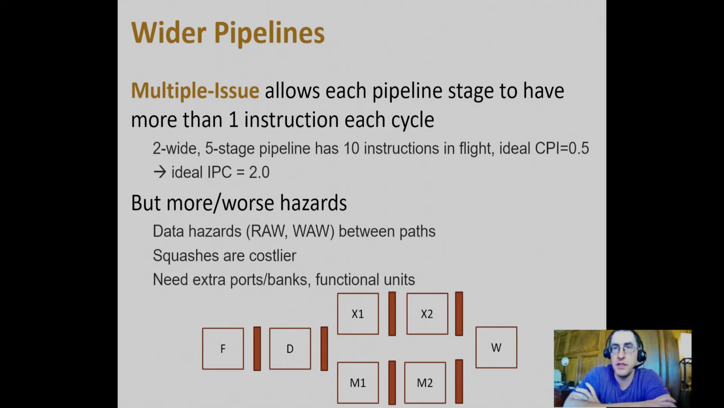We have data hazards, so we have to consider true dependencies between the pipelines. We also have to consider write after write hazards, because the 2 instructions may write to the same destination. If you have 2 instructions moving through a pipeline together, and then at the end they both want to write to the same destination, that's a problem. You can't allow that to happen. You have to serialize those writes, or fix that problem somehow.